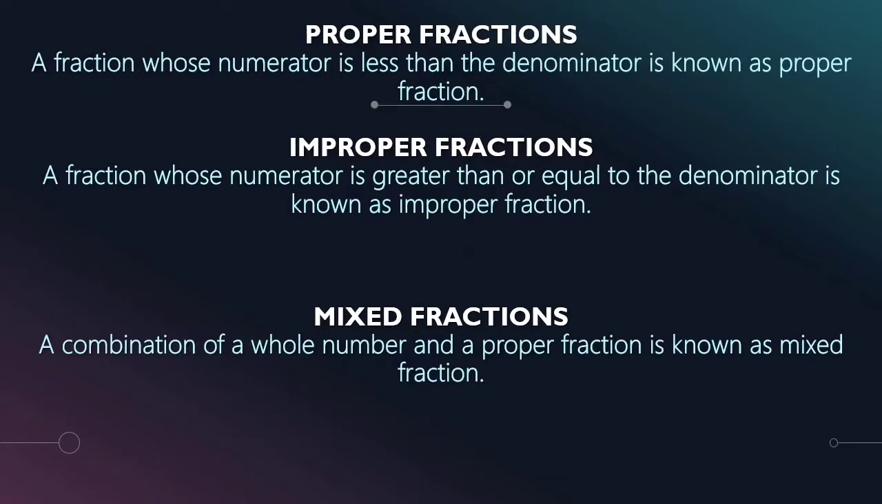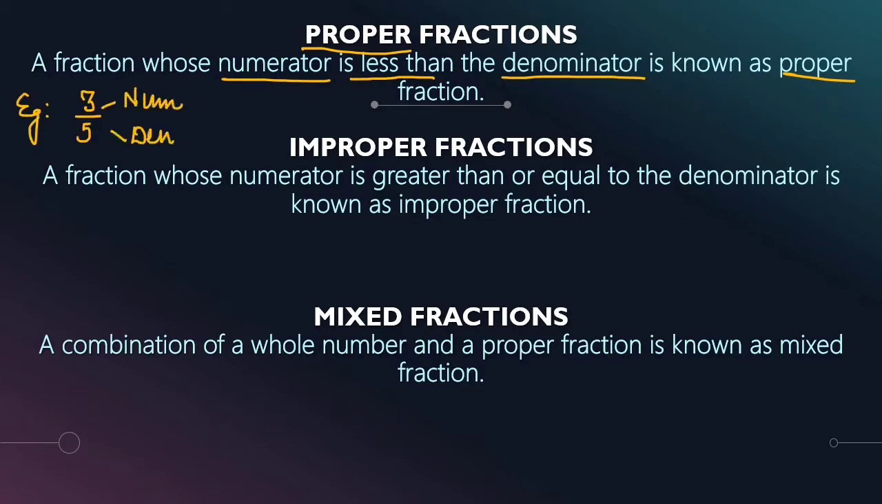The next type of fraction is proper fractions. A fraction whose numerator is less than the denominator is known as a proper fraction. For example, 3 upon 5. Here 3 is the numerator and 5 is the denominator, and 3 is less than 5. That means the numerator is less than the denominator. So, this fraction is a proper fraction.